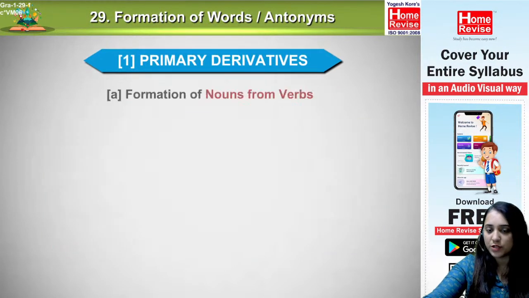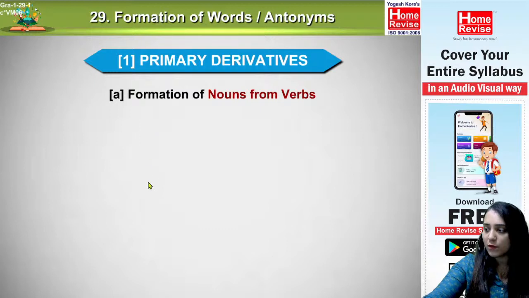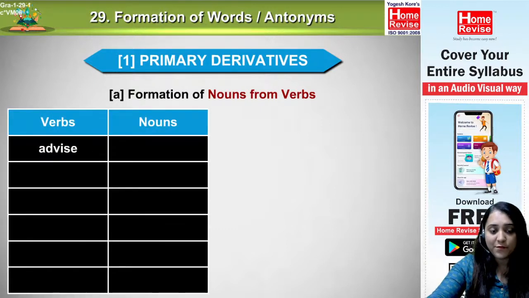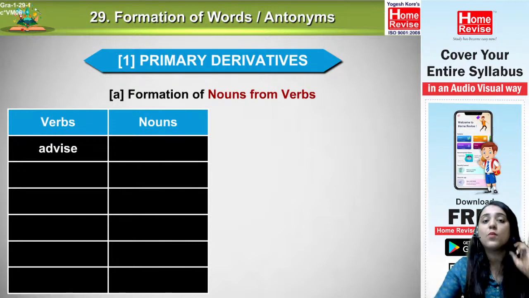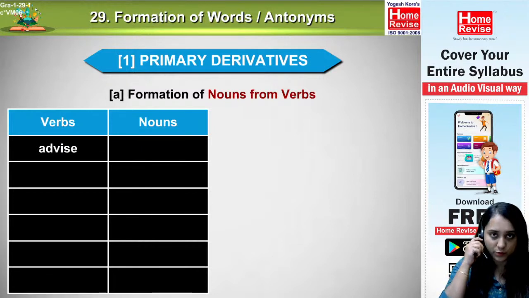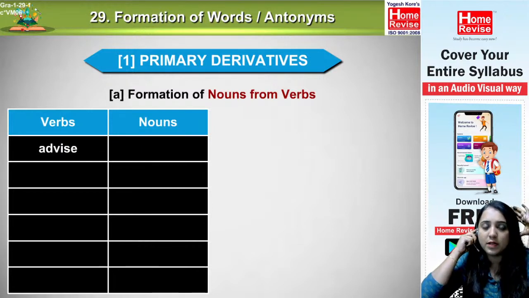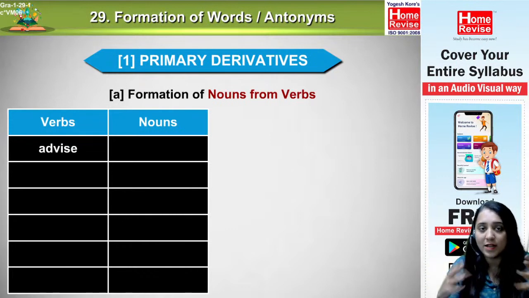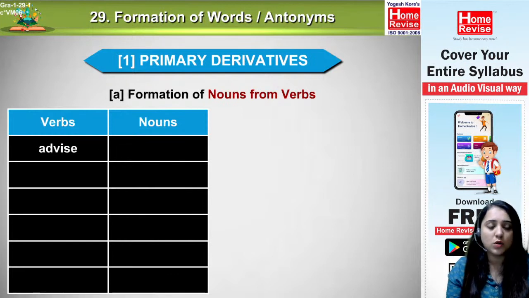Okay, please pay attention. A. Formation of nouns from the verbs. Now everybody has to listen to this very clearly. Now when I say verbs, what are verbs? Verbs are the action words. For example, if I say run, the picture that comes in front of you is a boy or a girl just running from here, or you imagine yourself as running. Okay, so verbs are all the action words.